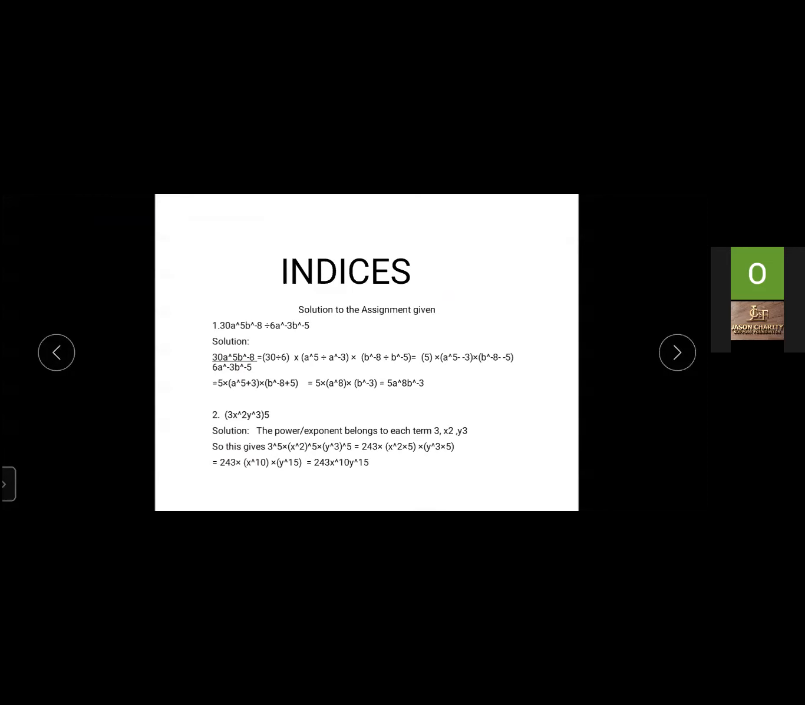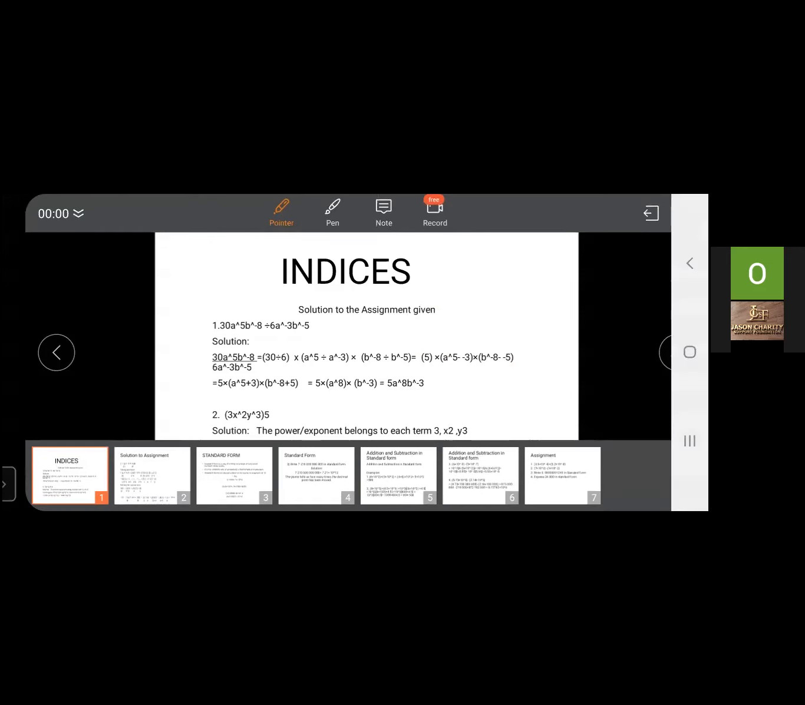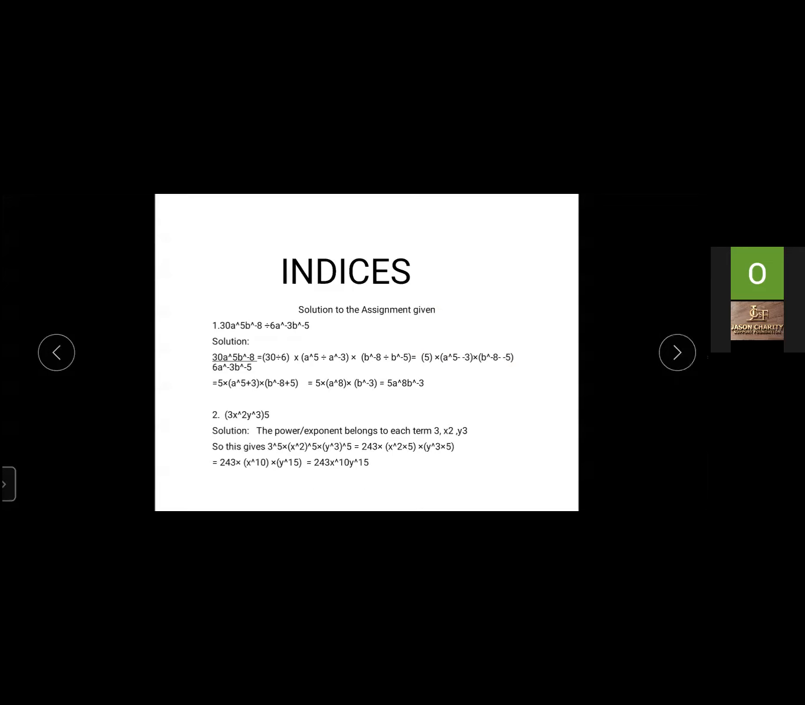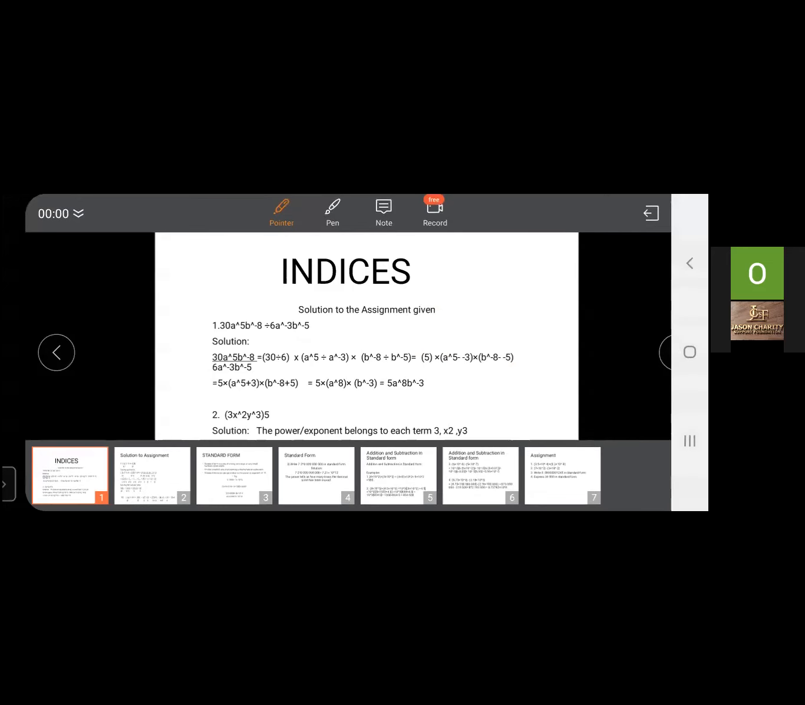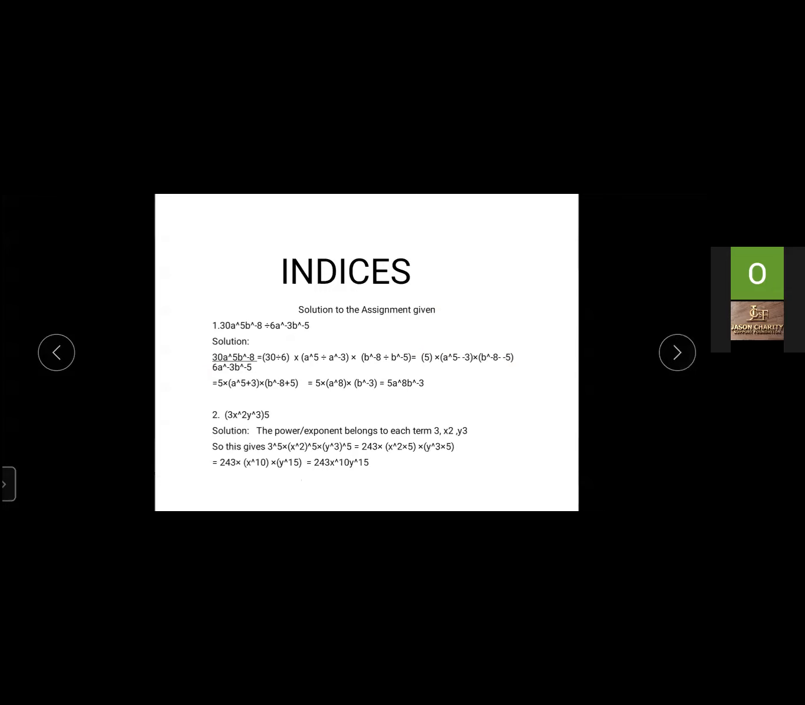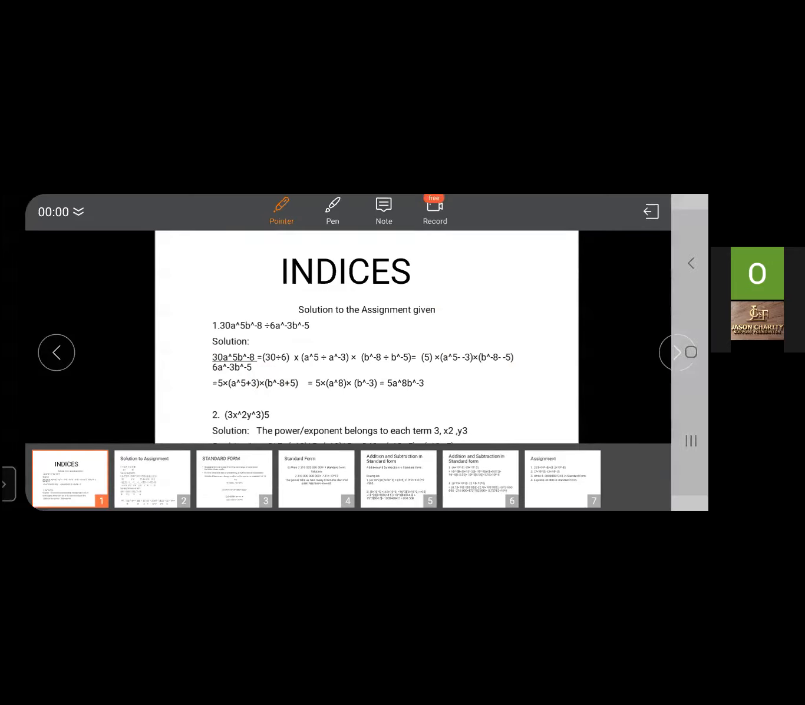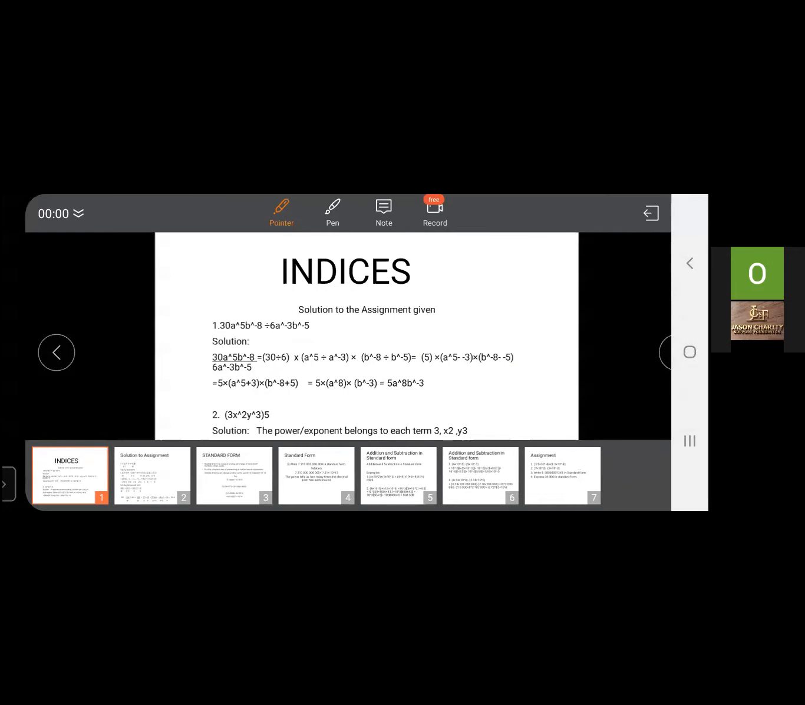So from here, we have 5 times a raised to power 5 minus minus 3 times b raised to power minus 8 minus minus 5. That gives us 5 times, in bracket, a raised to power 5 plus 3 times, in bracket, b raised to power minus 8 plus 5. When we solve that, we have 5 times a raised to power 5 plus 3 gives us a raised to power 8 times b raised to power minus 8 plus 5 gives us b raised to power minus 3. Minus 8 plus 5 gives us minus 3.